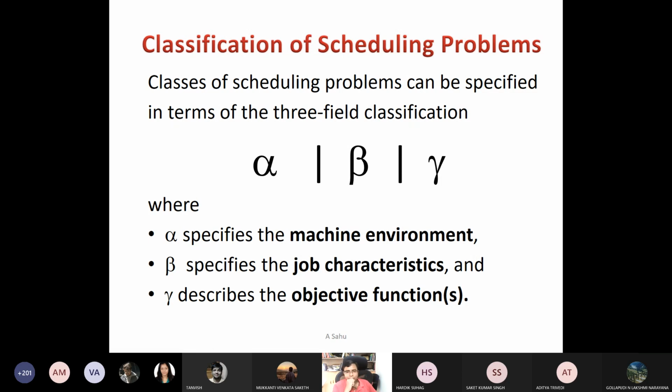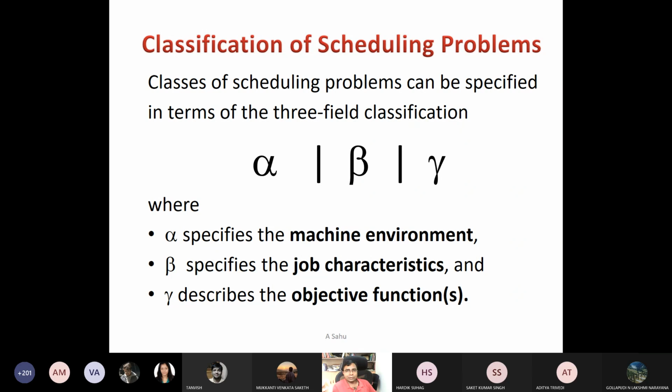Suppose n tasks arrive at time 0 and there is one processor, all tasks are independent, and we want to minimize the overall waiting time, the sum of waiting time of all the tasks. Can you write this? So alpha, the machine environment, is one machine, that is P1, or 1. Beta is independent, non-preemptive. And third, what are we minimizing?